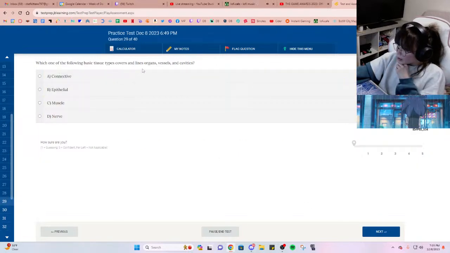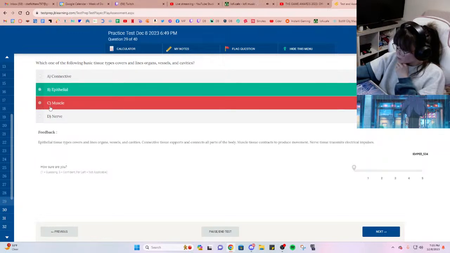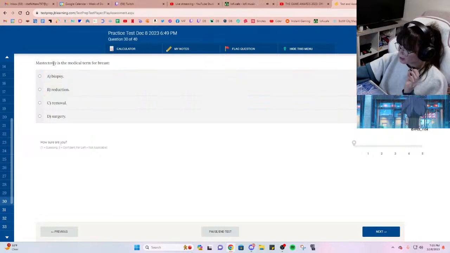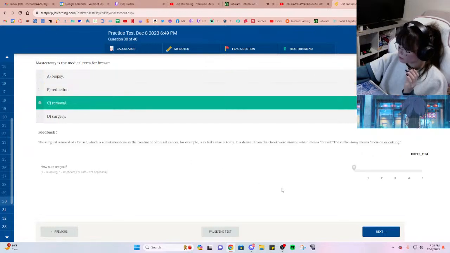Which of the following basic tissue types covers and lines organs, vessels, and cavities? Muscle? Epithelial. I was thinking between those two. Epithelial tissue covers and lines organs, vessels, and cavities. But I was thinking it was smooth muscle. Connective tissue supports and connects all parts of the body. Muscle tissue contracts to produce movement. Nerve tissue transmits electrical impulses. Whatever. Mastectomy is the medical term for breast removal.